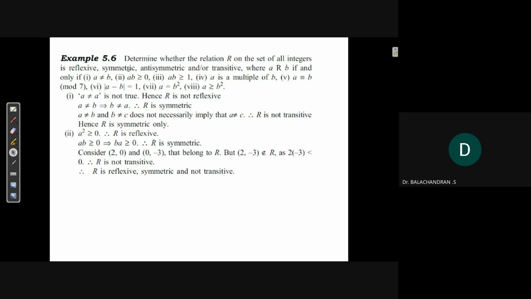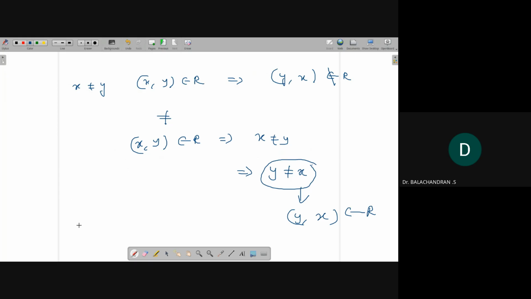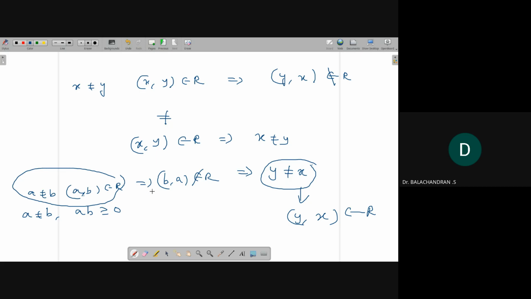So the same thing again for whether it is antisymmetric. ab greater than or equal to 0 means I'll take two different elements, a comma b, two distinct elements. a is related to b, that means a comma b belongs to R, which implies ab greater than or equal to 0. I need to prove b comma a should not be in R. Two distinct elements, I should assume this. Whenever this is true, I should prove this.